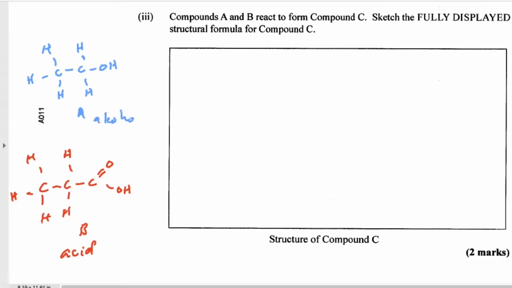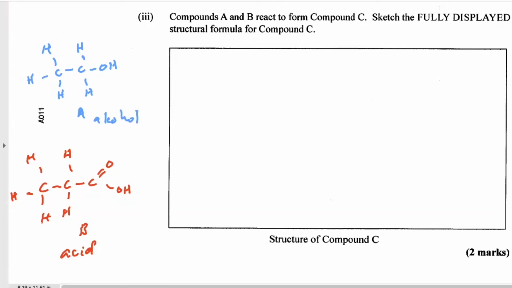Now, when alcohols and carboxylic acids react, we end up with what we call an ester being formed. But when we're drawing the product, the ester, we have to draw the acid portion first. So let's just look at how the joining takes place, or how the reaction takes place.